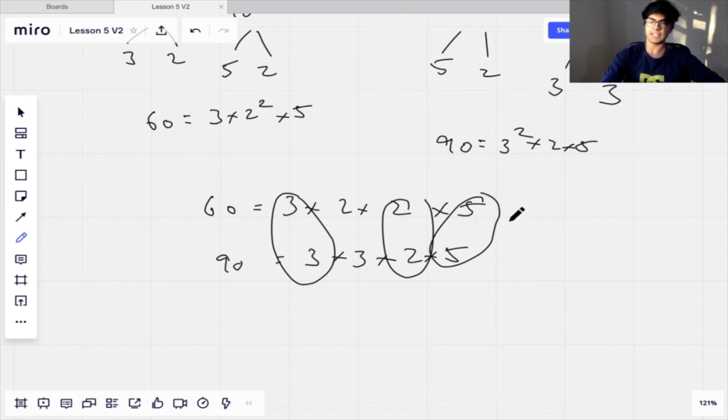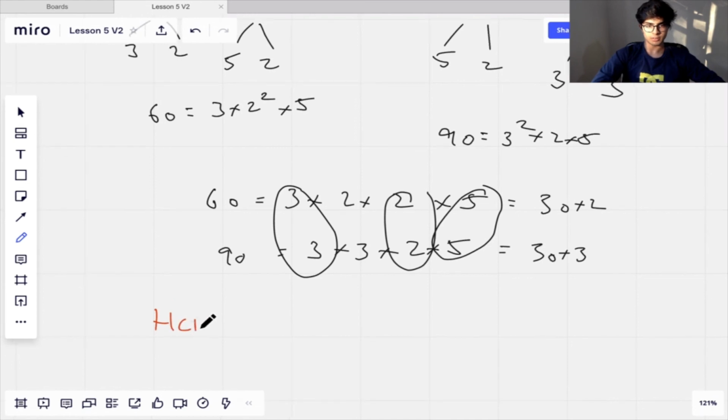So that means 60 can be written as 3 times 2 times 5, which is 30 times 2. And 90 can be written as 30 times 3. So that means 30 is the highest common factor, because all the factors higher than 30 for 60 is just 60 itself, and same thing with 90. So 30 is the highest common factor. So I can write HCF is equal to 30.